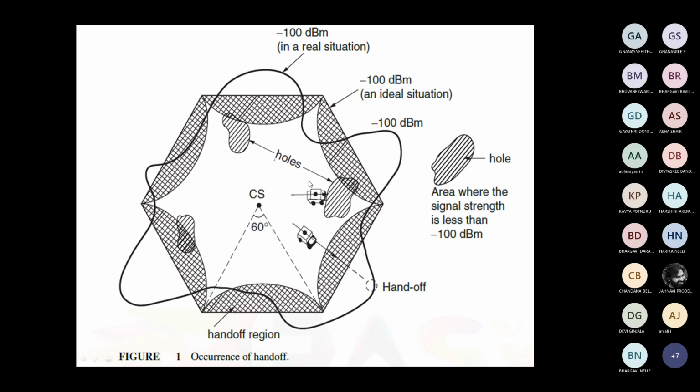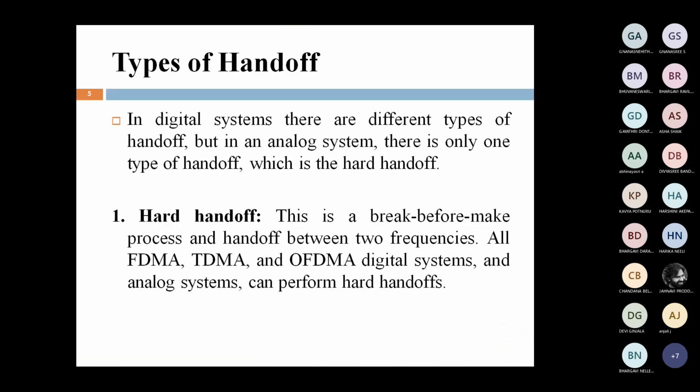The second situation is holes. In these holes the signal is not received; it is a shadow region, called either holes or gaps. When the mobile reaches these gaps, handoff should be raised. These are the two situations in which handoff occurs.